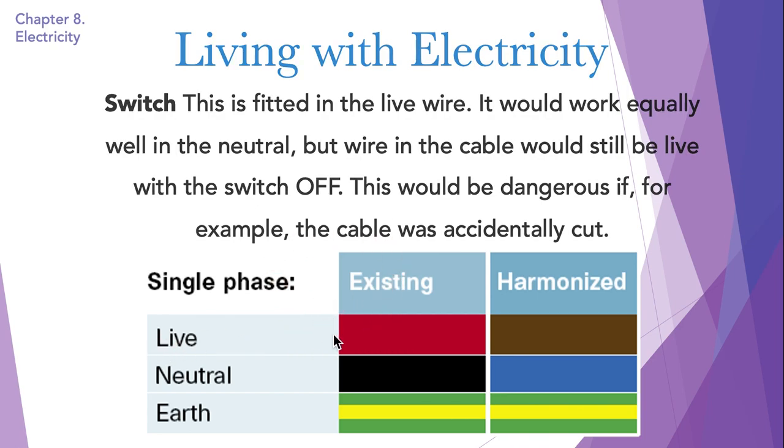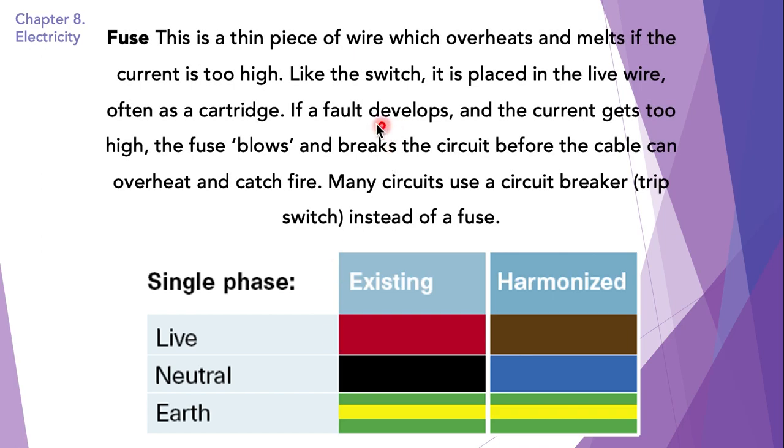Then we have the fuse. This is a thin piece of wire which overheats and melts if the current is too high. When it melts, it gives a little blast and the circuit stops working. That's the fuse. When we say that the bulb fused, this is what happens. If the current is too high, higher than the actual need of the bulb, then this thin piece of wire overheats and melts. So it basically fuses the bulb.